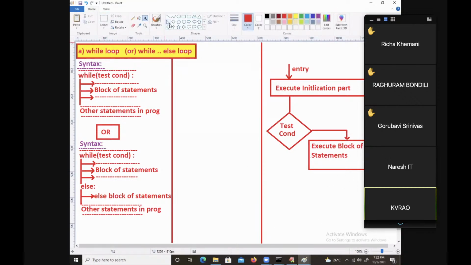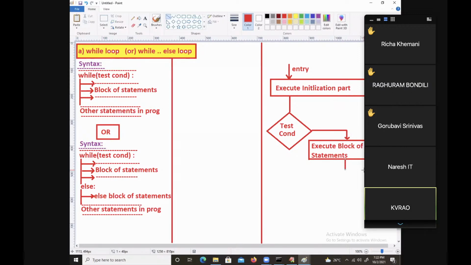After executing the block of statements, immediately there I can say execute the updation part also. Instead of writing two things, if you want, I can keep just one separation there. Execute the block, and the updation part also will be done. If you want it separately, I will show you separately. Not an issue.